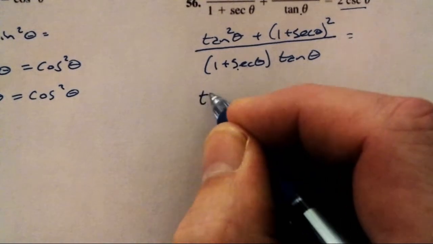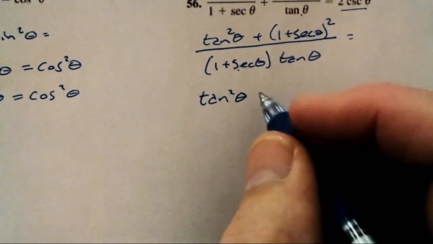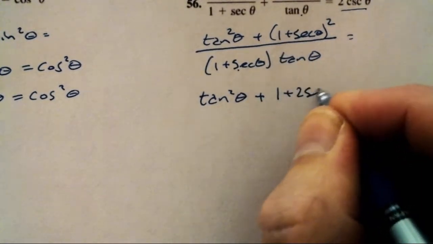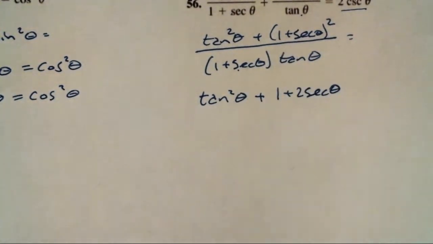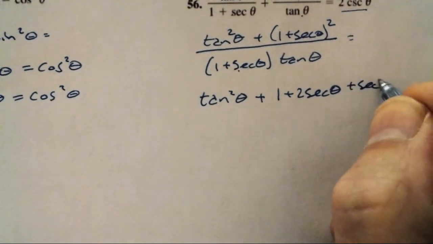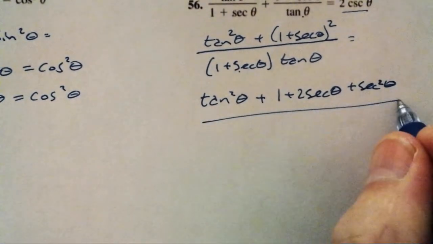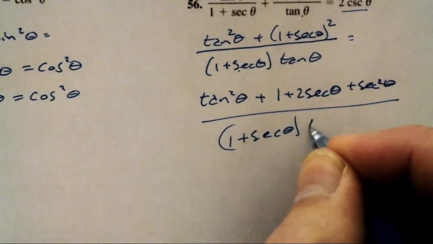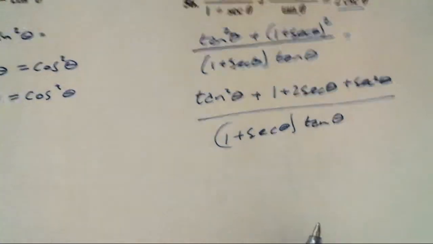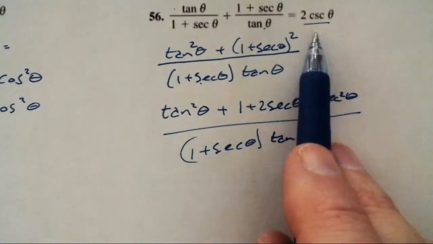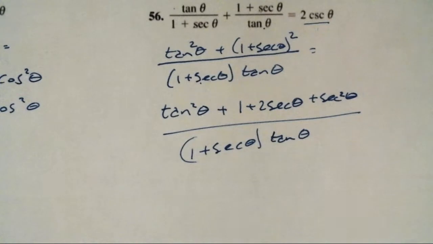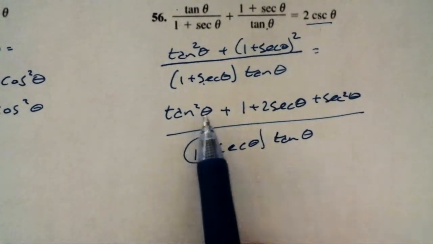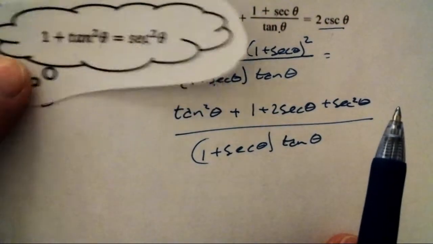So let's see, numerator, tangent squared theta plus foiled 1 plus 2 secant of theta, which I'm not crazy about right now, plus secant squared theta, all on 1 plus secant theta tangent theta, which I don't want to distribute because I'm hoping some of that cancels later. I've got no denominator over here. Okay, now the numerator has tangent squared, secants, and secant squareds.